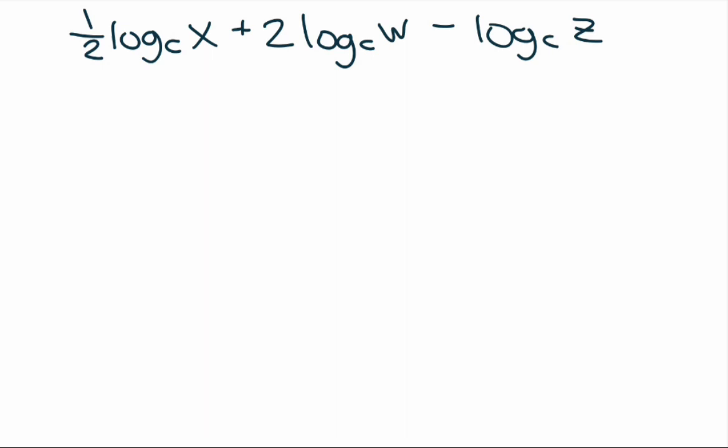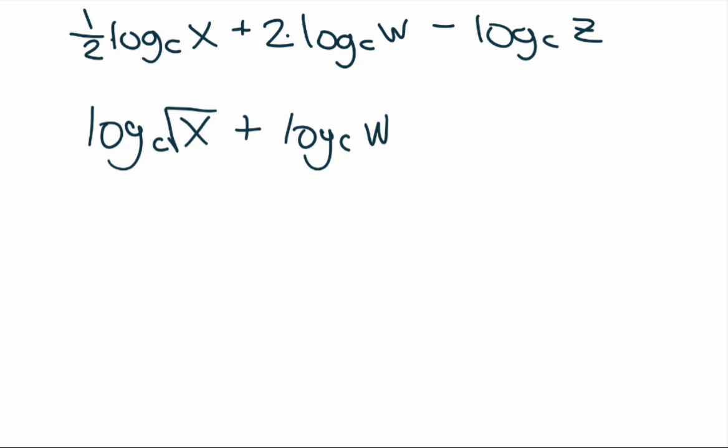All right, so things we can do. Anytime we have a number multiplied out front, we can bring it inside as an exponent. And then this is dealer's choice. You can write x to the 1/2, or x to the 1/2 is the same thing as the square root of x. However you choose to write that should be totally fine. And so this one, the 2 can come in, so it's w squared. This one doesn't have a front number.